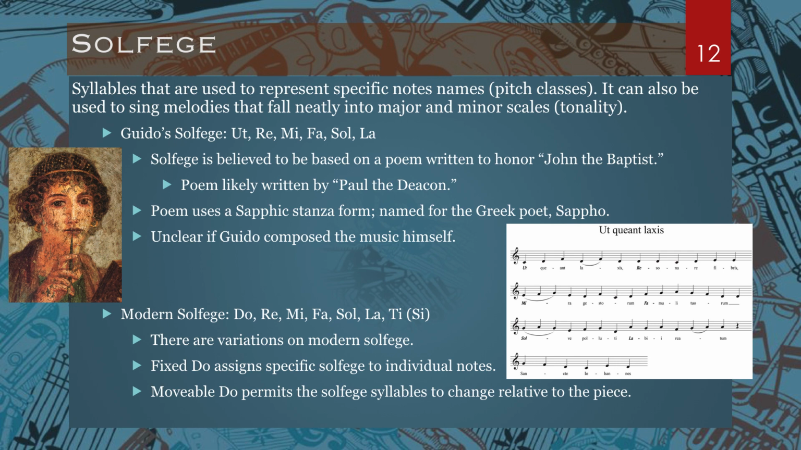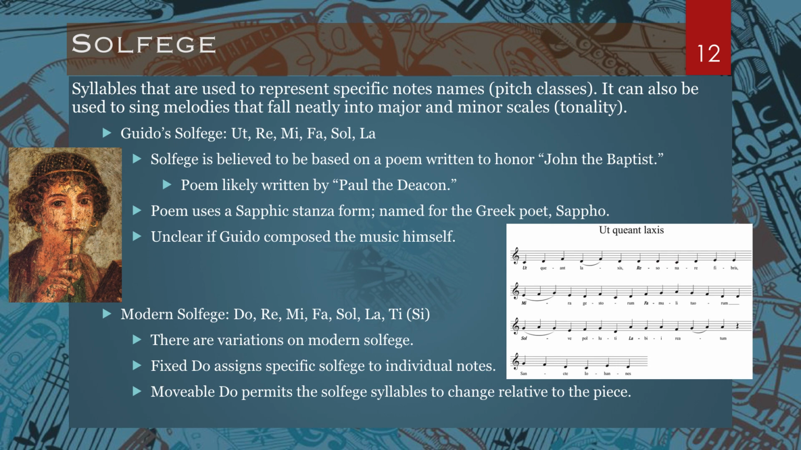So solfege is believed to be based on a poem written to honor John the Baptist. The poem was likely written by Paul the Deacon, although historians do differ on this, and it's still a point of contention. So just know that that information could change in the future. The poem uses a sapphic stanza form named for the Greek poet Sappho. It's unclear if Guido composed the music himself. Now, there's actually a picture right there of Sappho. She was a woman and very famous in her time for creating poetry.